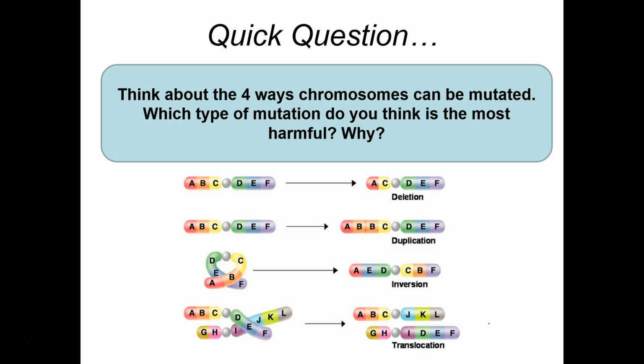Okay, quick question. Think about the 4 ways chromosomes can be mutated. Which type of mutation do you think is the most harmful? Why do you think that's the most harmful? So take a second here, talk it over with your neighbor. Go through and think about these. Which one do you think could be the most harmful?